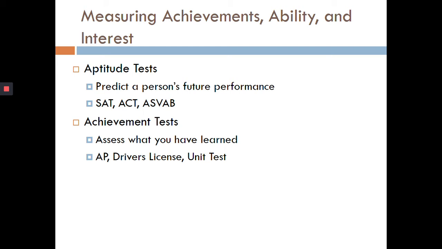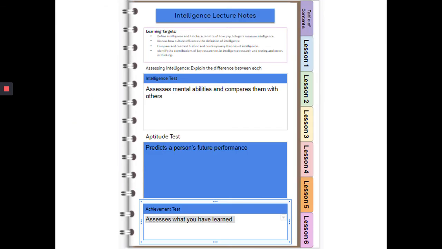You also have achievement tests. These are tests that are going to assess anything that you've learned. So your AP test at the end of the year is an achievement test. When you go get your driver's license and you have to take that test, that's an achievement test. The test we'll take over this unit is an achievement test. Okay, so basically any kind of test that you're used to taking is an achievement test.